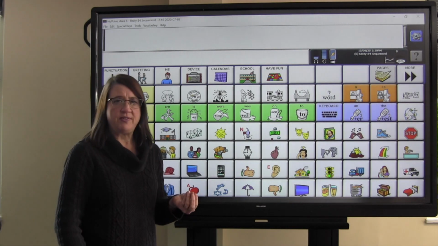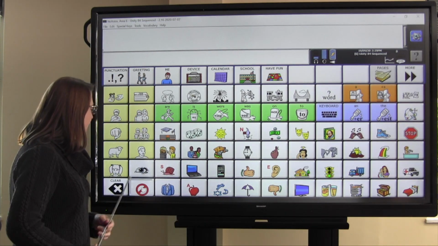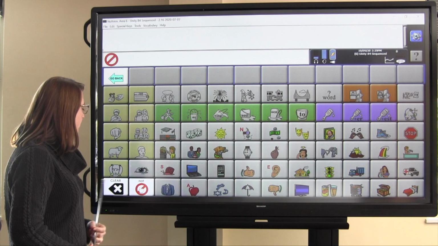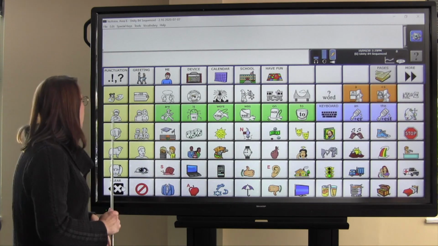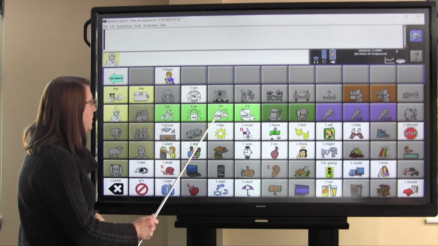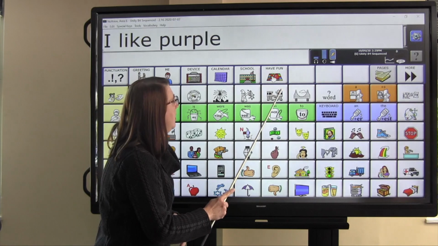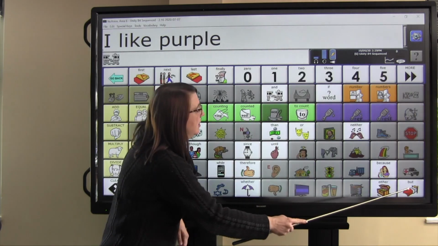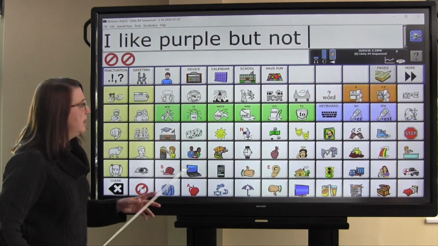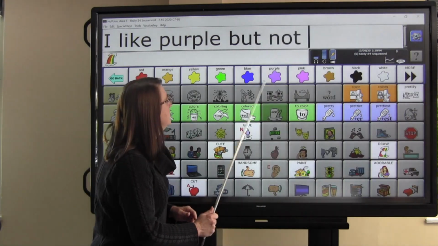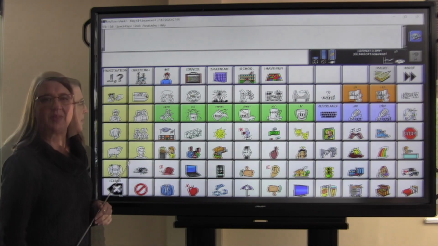Now, I don't remember if we've done this word before, but if not, it's a good time to learn it. If I double hit on my negative, I get the word not. Not. So I could say I like purple, but not green. I like purple, but not green.